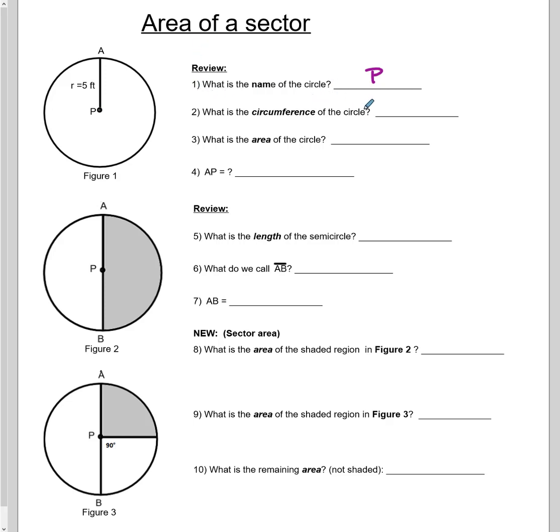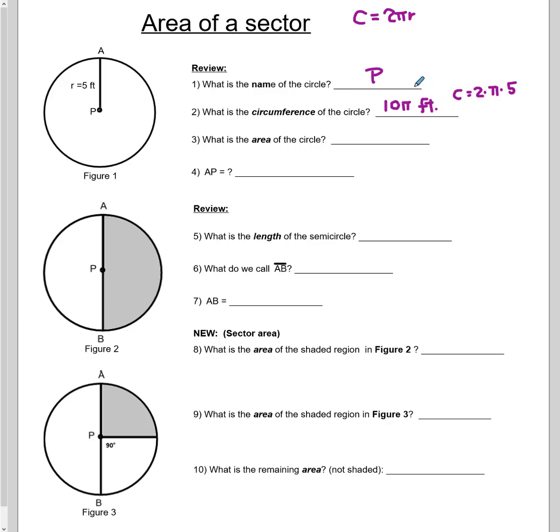What is the circumference of the circle? Well, circumference, if you remember, is equal to 2 pi r. That means 2 times pi times r. So in our case, C is going to equal 2 times pi times 5 feet. So 2 times 5 is 10. 10 times pi is just 10 pi. We leave it as 10 pi. We don't multiply the pi through. And we want to say feet.